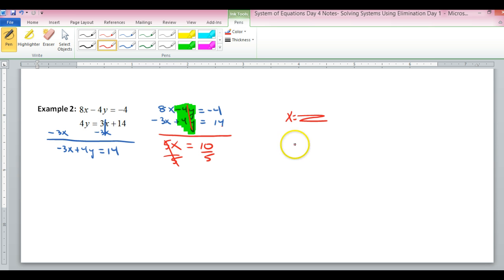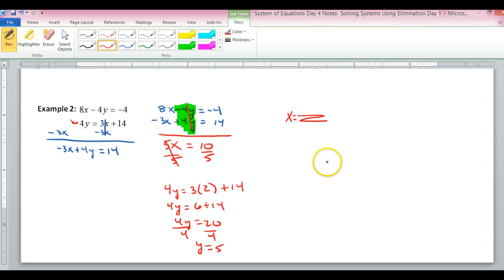Alright, now I still have to find y. So I pick one of the equations to solve for. I can go back to one of these two equations or the original equations. I'll take this equation here to plug it back into. So 4y equals 3 times, I'm going to substitute 2 in for x, plus 14. So 4y equals 6 plus 14. 4y equals 20. Divide by 4, and y is equal to 5. And the ordered pair solution for this system is (2, 5).